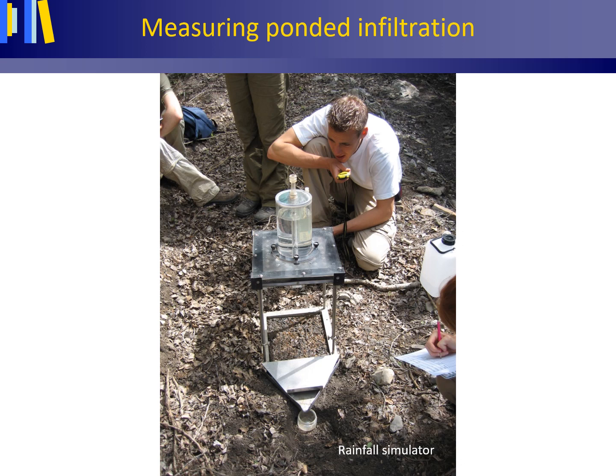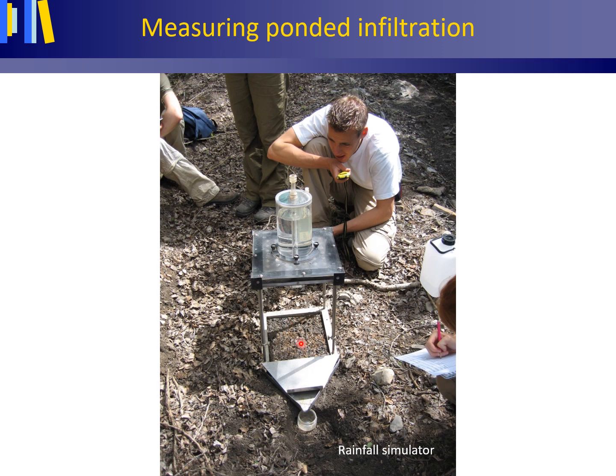Rain is simulated by water dripping through small holes from a water container. The holes are positioned at regular spacing in a plastic plate at the bottom of the water container. By using a Marriott bottle, the simulated rain is made to fall on the field plot with a constant intensity. Full details are given on pages 182 to and including 184 of my book.